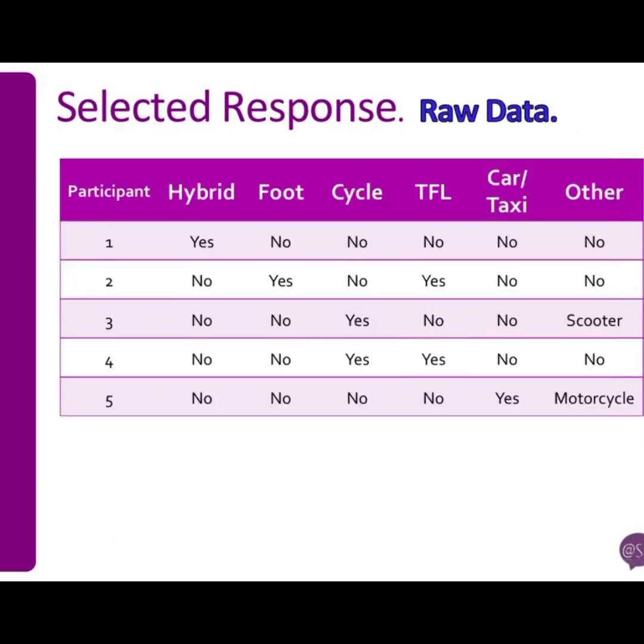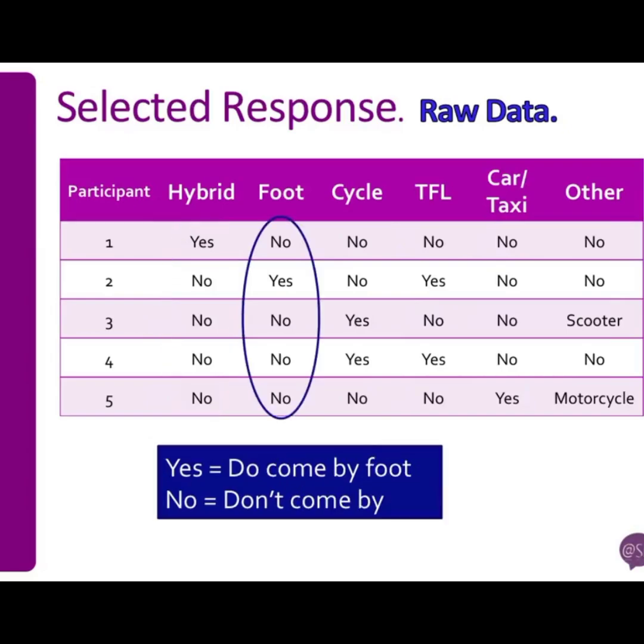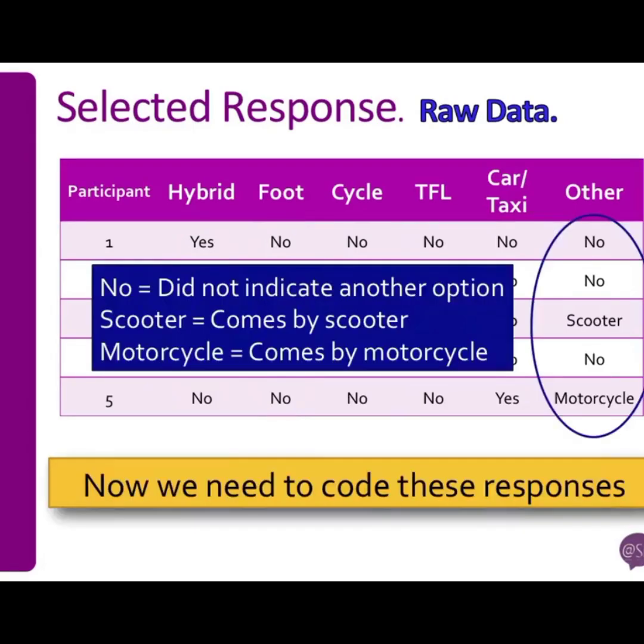So here's some example data. I've got my participant IDs on the side. I've got all of my options across the top because they are my variables. And I have my responses. So for hybrid, if a participant ticked it, I would give it a 1, which is for a yes, and that means they do drive a hybrid or electric car. No means they don't. Similarly, foot means they didn't come by foot. Yes means they did. Now for other, it's slightly different. No, which is a 0, means that they did not indicate an other option.